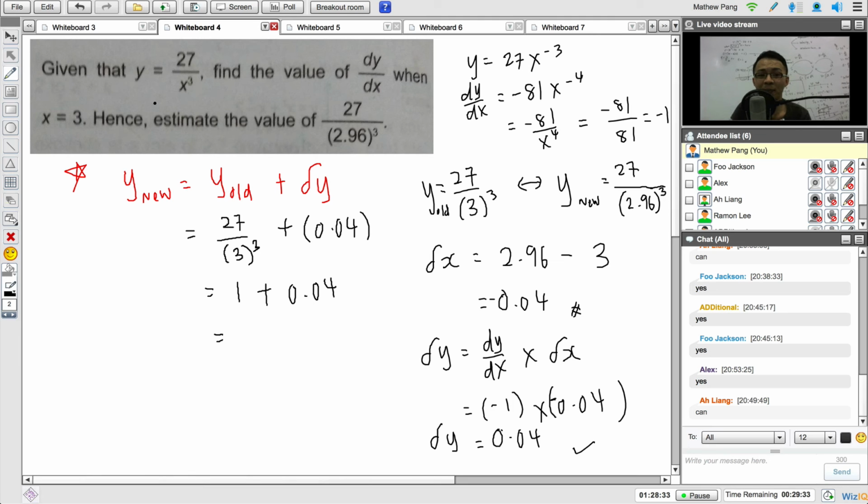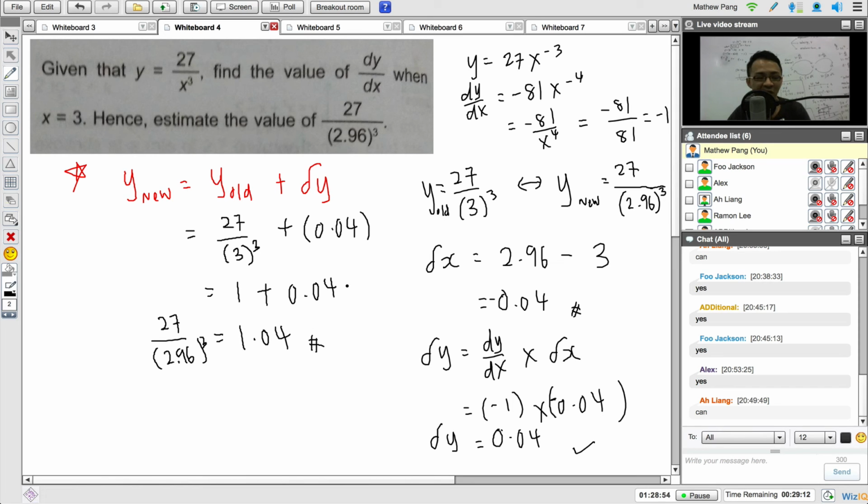Therefore, you estimate this value. Therefore, 27 over 2.96 to the power of 3 will give you 1.04. Alright, this is the final answer. However, we always want to check whether this answer is correct or not.